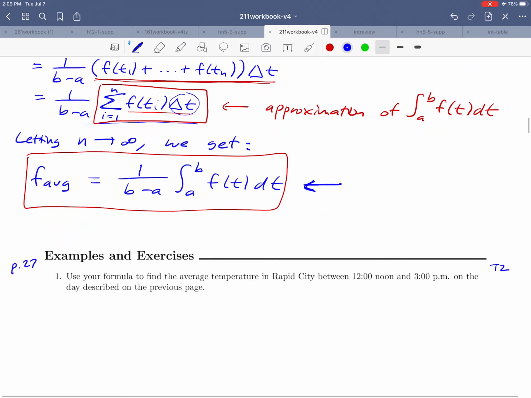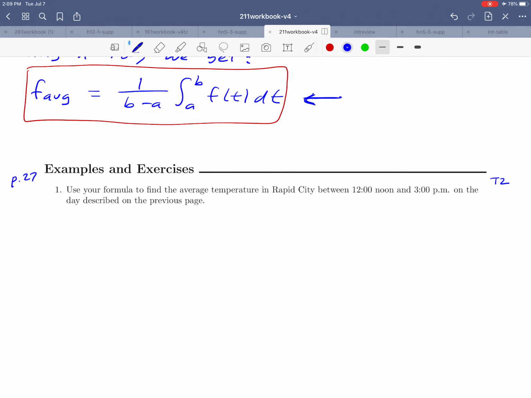Okay, so the first thing we need to determine if we want to use this formula is what are the a and the b? Well, a and b are the interval over which we want to find the average. So that's referring to these two clock times. And in our problem, 12 noon was 0 and 3 p.m. was 3. Whoops, that second one is b, not a. So a is 0 and b is 3.